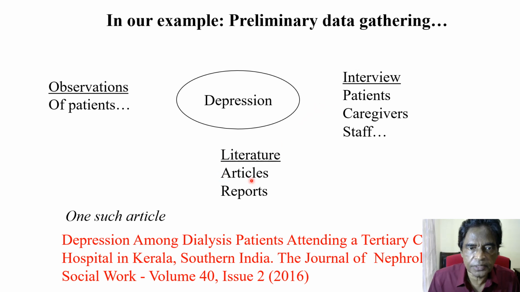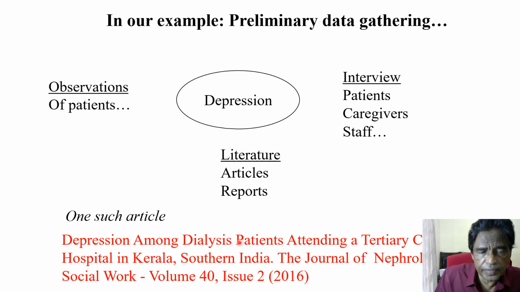When you do these three things, whatever area you choose, the more insight you gain. One such article is Depression Among Dialysis Patients Attending Tertiary Hospital in Kerala, in the Journal of Nephrology, volume 40, quite recent, 2016. A lot can be guided by the content they have. There is not only one, so go and search more. The more you search, the better understanding you get about whatever area of interest you have.